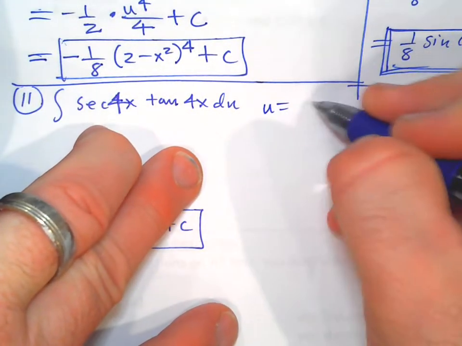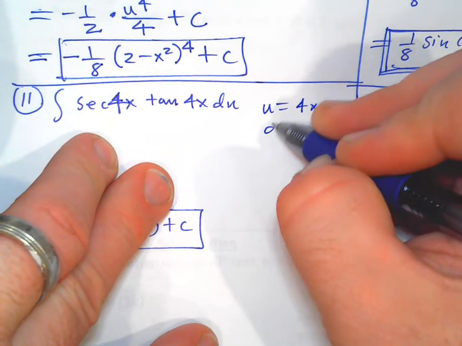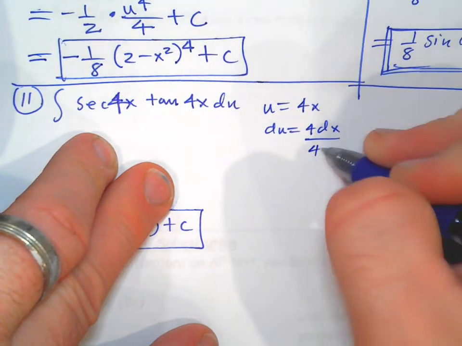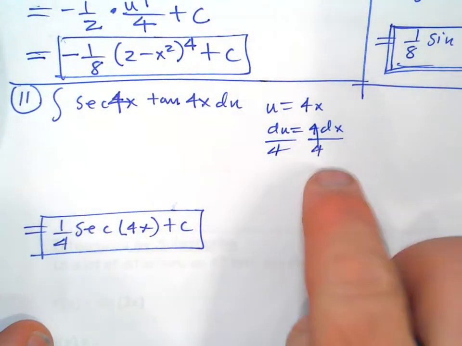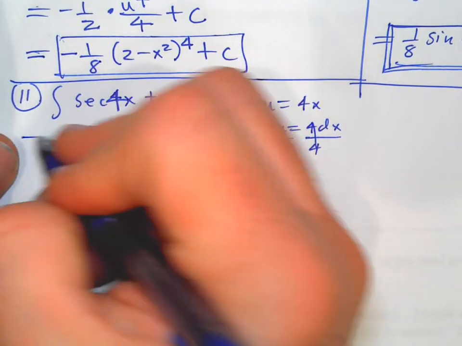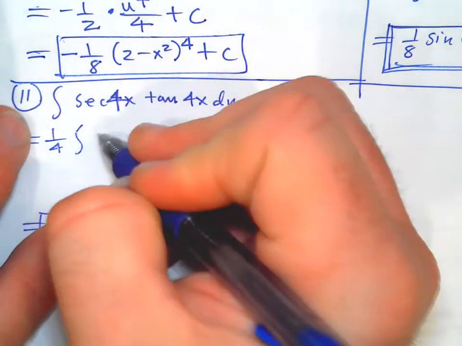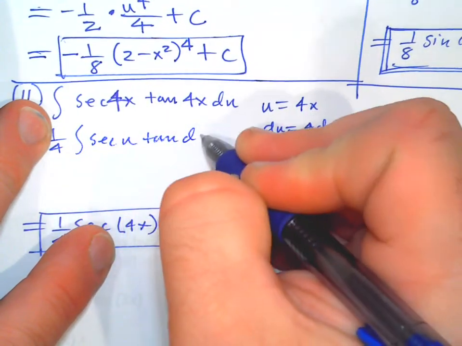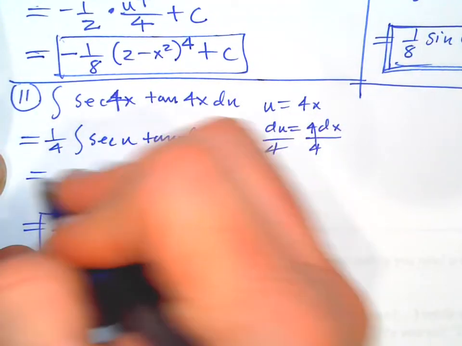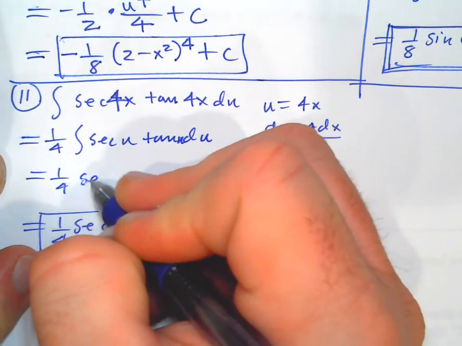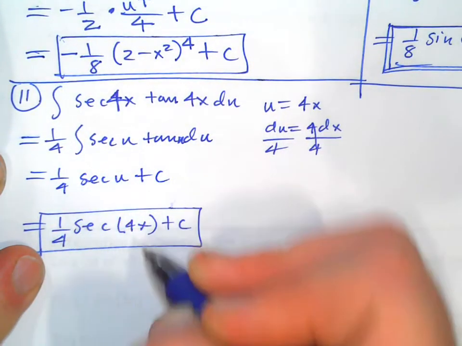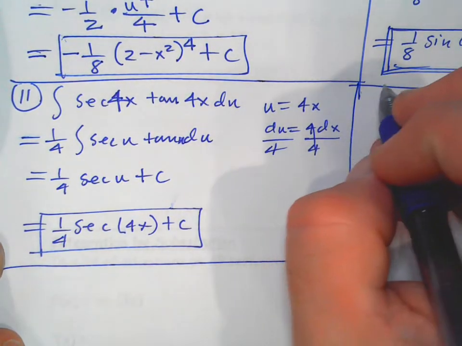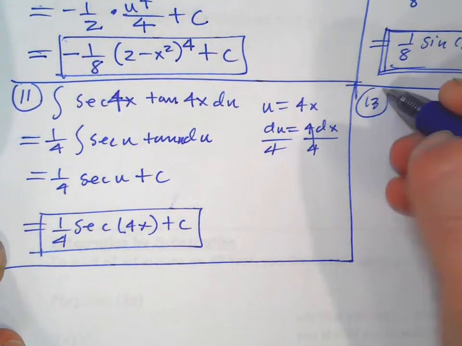But we could do U-substitution. U equals 4x. Du equals 4 dx. Don't want the 4. Hey, that's where that 1/4 is coming from. 1/4 secant u tangent u du. So it gives you 1/4 secant u plus c, and then write it back in terms of its original variable. All right, 13.